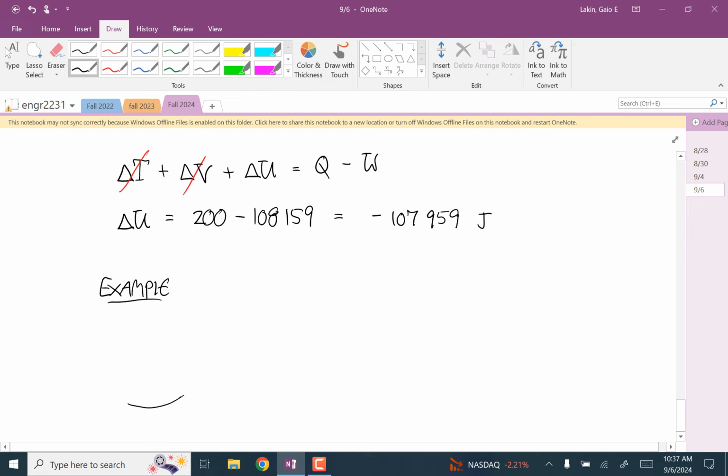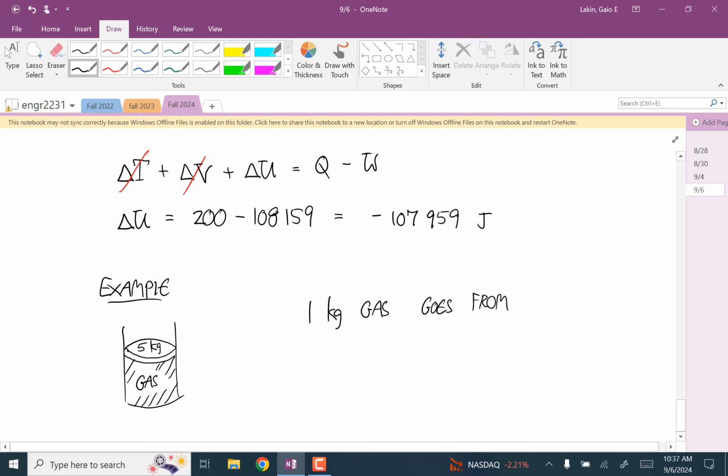Okay, so let's say that we have a cylinder and a piston. And the piston has a mass of 5 kilograms. That's a big piston. And the gas inside is our system. And we have 1 kilogram of gas inside this cylinder.